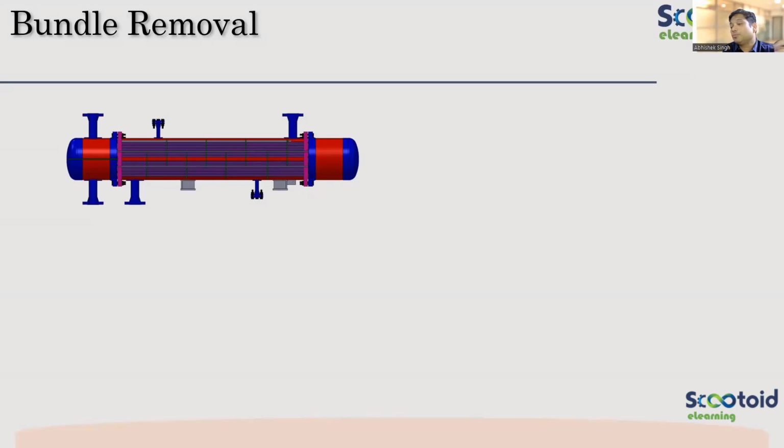Can I take out the tube bundle separately and access the outside of the tube bundle? Can I remove the tube bundle? If you're saying yes, how will you be able to remove it? Just tell me. Tube bundle means this tube sheet is welded here. Tube sheet is welded here with the shell.